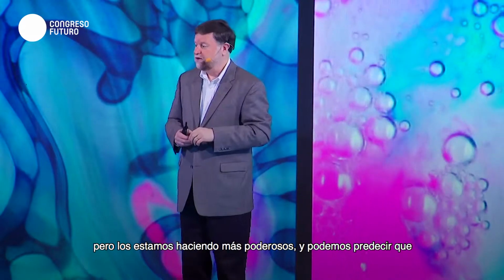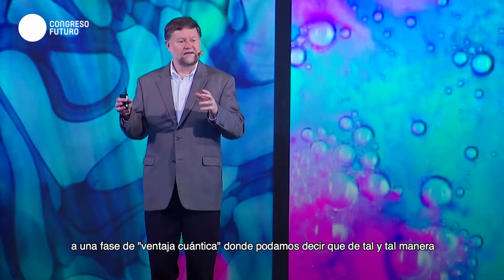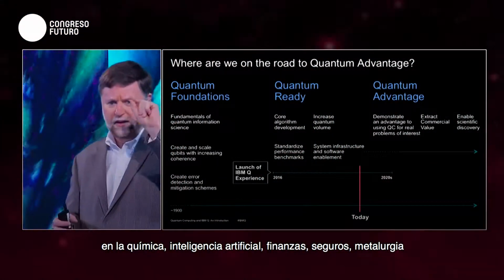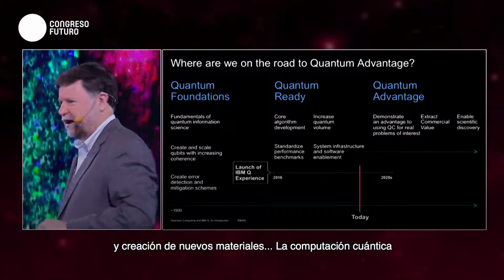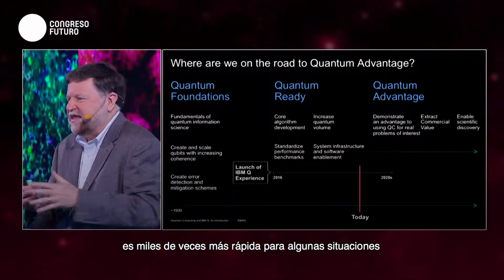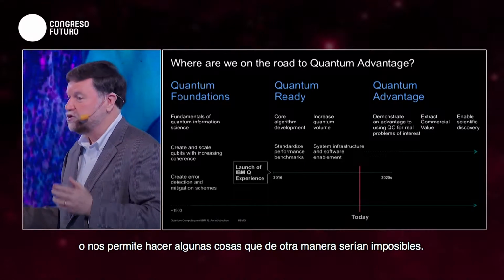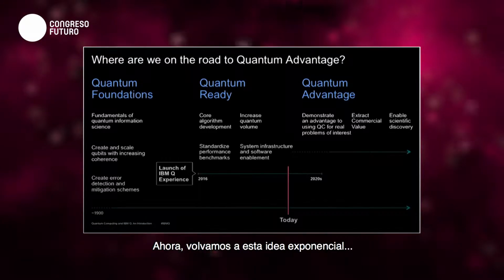And we are predicting in the 2020s, we will go from today's phase of being quantum ready to a phase of quantum advantage, where we can say here in chemistry, here in AI, here in finance, here in insurance, here in metallurgy, right? Here in creating new materials. Quantum computing is 1,000 times faster for some situations, or it allows us to do some things that have been impossible otherwise. Now, let's return to this exponential idea.